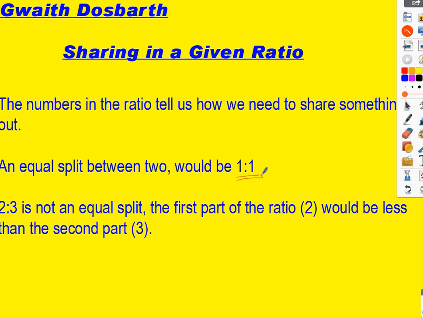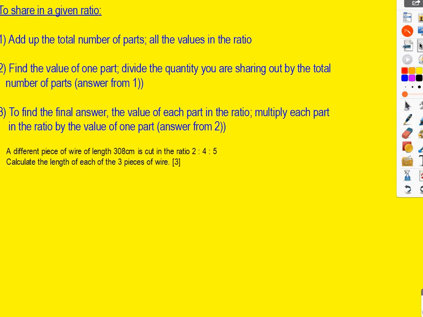The second ratio I've got here is 2-to-3. Now that's not an equal split. The first person would have 2 parts. The second person, if it's people, would have 3 parts. So you can see they're not having the same amount. The first person would receive less than the second person. So how do we share something in a given ratio? Well, we normally go through 3 stages.